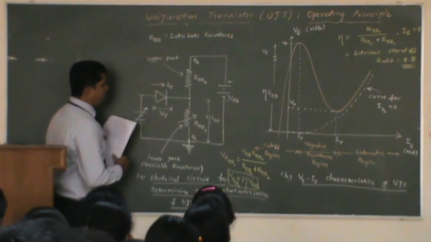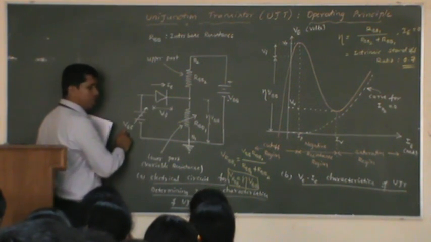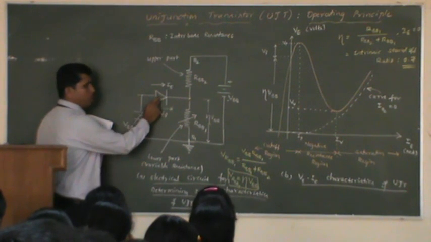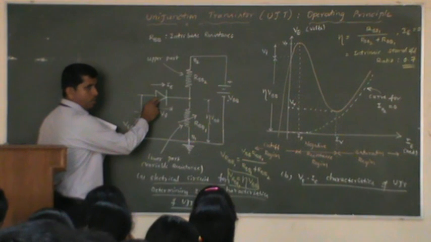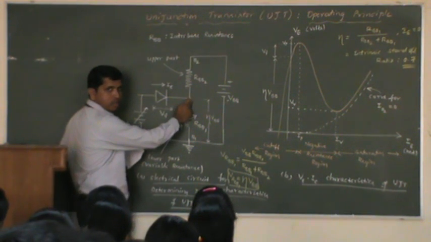How is that going to be controlled? You can see that there is a diode here. Based on the voltage you apply here, this can be forward biased or reverse biased. So two bias conditions can happen here. But before you forward bias or reverse bias this, you must know what the voltage is at this point.